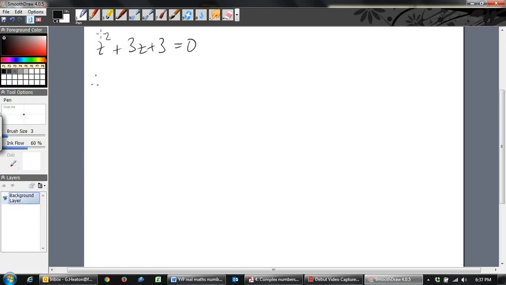Therefore, we haven't got a number in front of the z squared, that's nice, and so we'll have z squared plus 3z. Now remember, completing the square, we divide this number by 2 and we square it. So 3 over 2 squared is going to be 9 over 4. Great, so I've got that. And now we've added this 9 over 4, so we've got to subtract the 9 over 4, and we've still got that plus 3 sitting there.